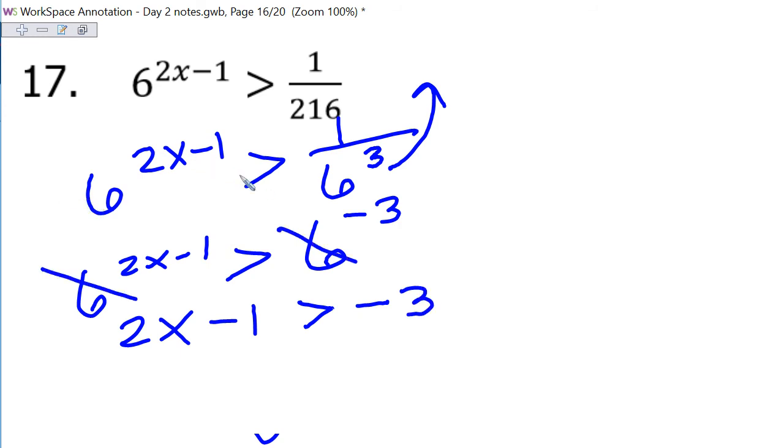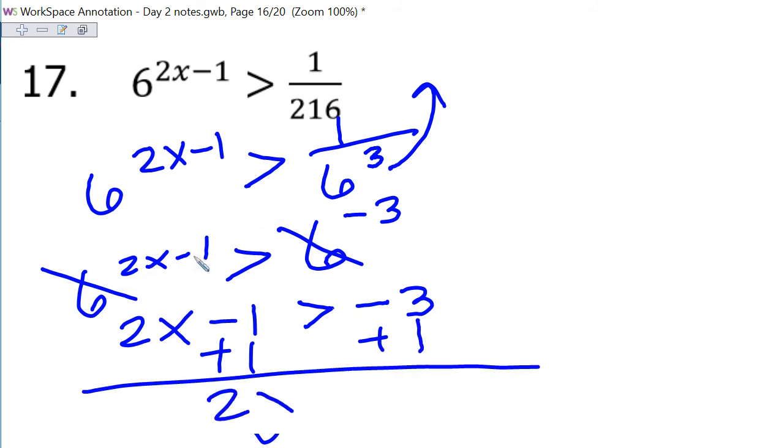What would I do next? Add 1 to both sides. So that would be 2x is greater than negative 3 plus 1 would be negative 2. Divide both sides by 2, we get x is greater than negative 1. So x is greater than negative 1.